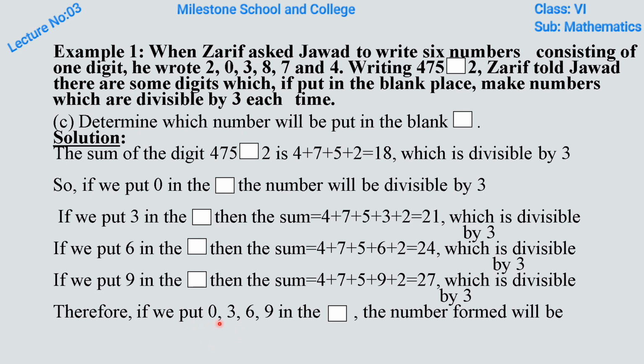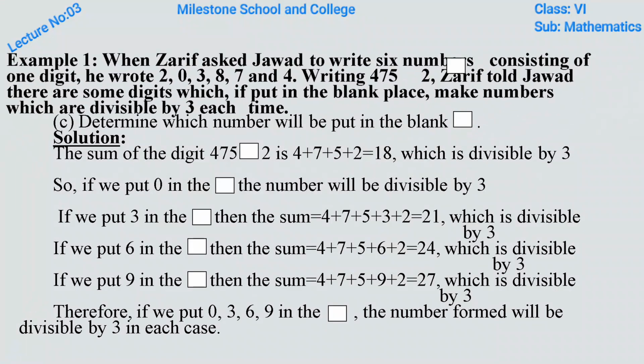Therefore, if we put 0, 3, 6, 9 in the blank place, the number formed will be divisible by 3 in each case. So that is the answer of question number C, my dear. So this is example number 1, my dear.